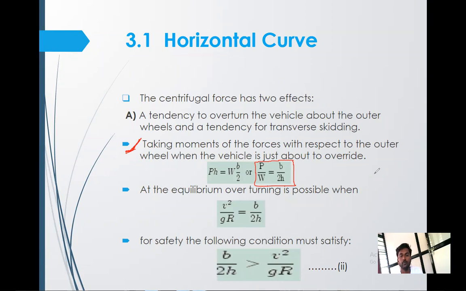Then for the next line: at the equilibrium, overturning is possible when V square upon GR is equal to B by 2H.